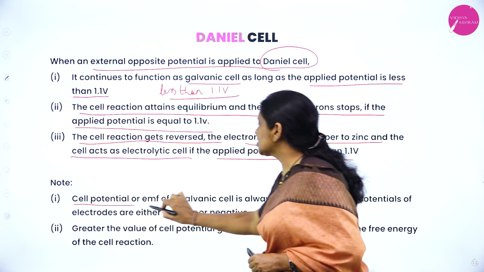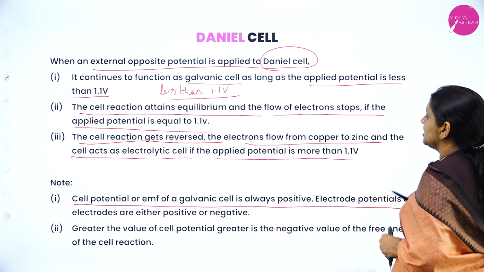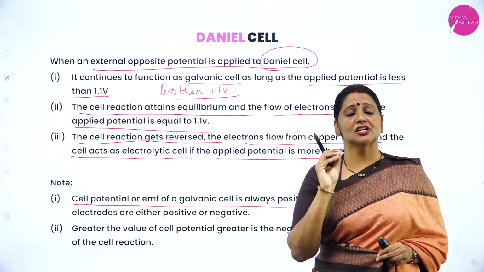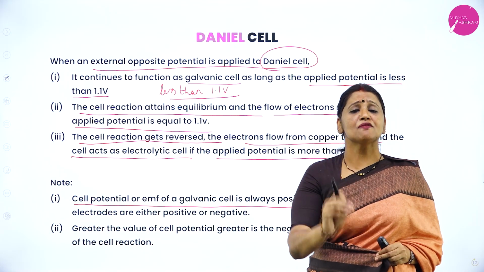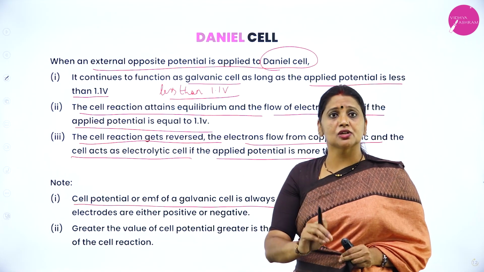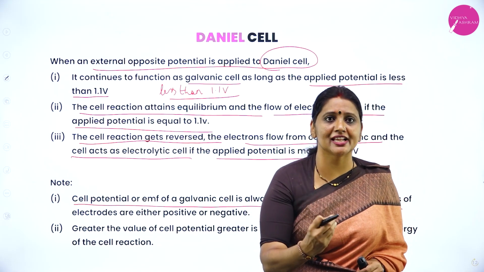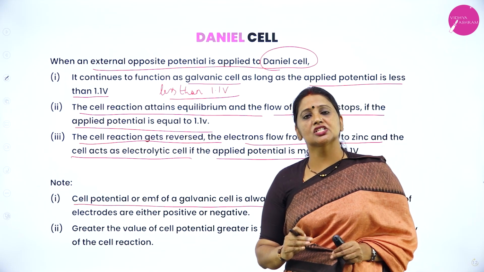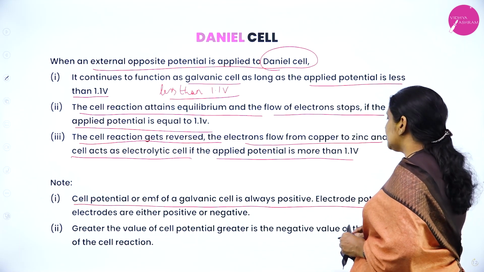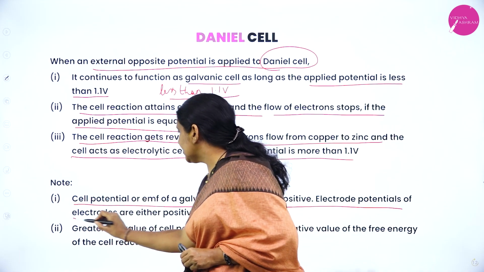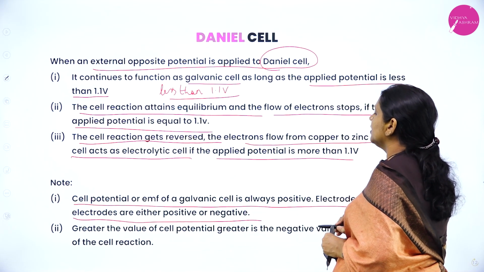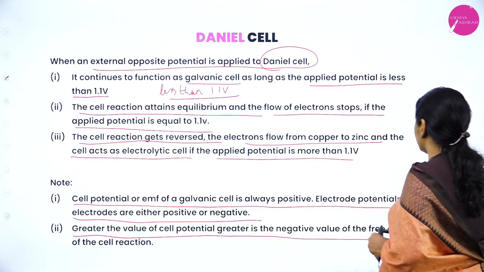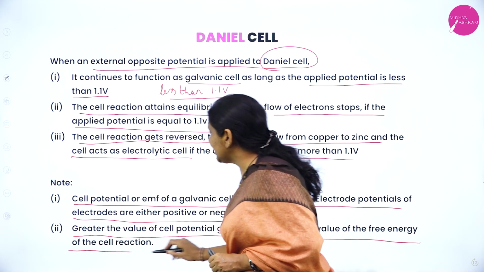And cell potential or EMF of a galvanic cell is always positive. When EMF of the cell is positive, then the cell reaction is spontaneous. If the EMF value is negative, the cell reaction is non-spontaneous. Electrode potentials of electrodes are either positive or negative. Greater the value of cell potential, greater is the negative value of the free energy of the reaction.